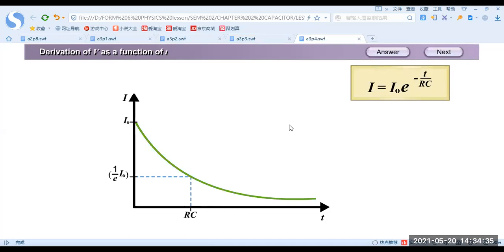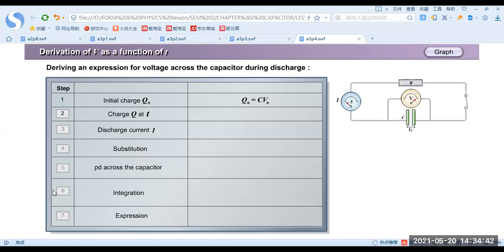Now, if the current I equals I naught e to the power negative t over RC, what happened? For the equation, Q equals CV, and the discharging current I equals dQ over dt. Negative means a decrease of the current, and negative means the process of discharge. Substituting into the equation, we get the potential difference IR equals negative RC dV over dt, and integrating the equation, at the end we get V equals V naught e to the power negative t over RC.